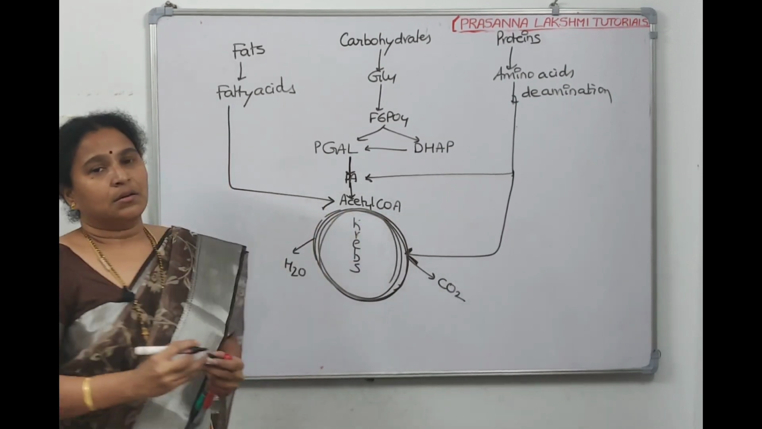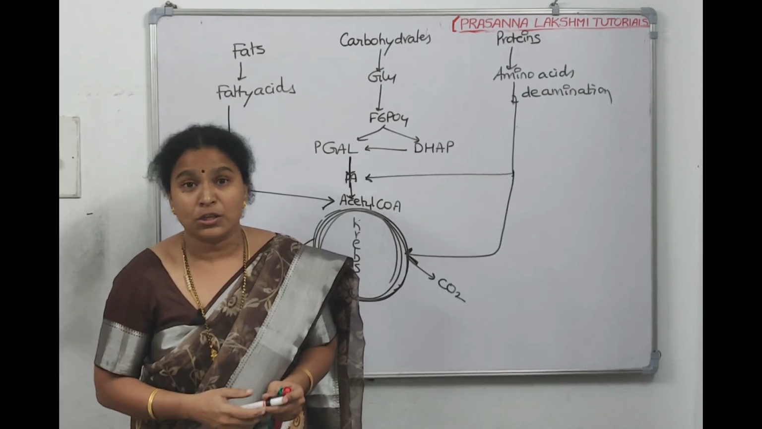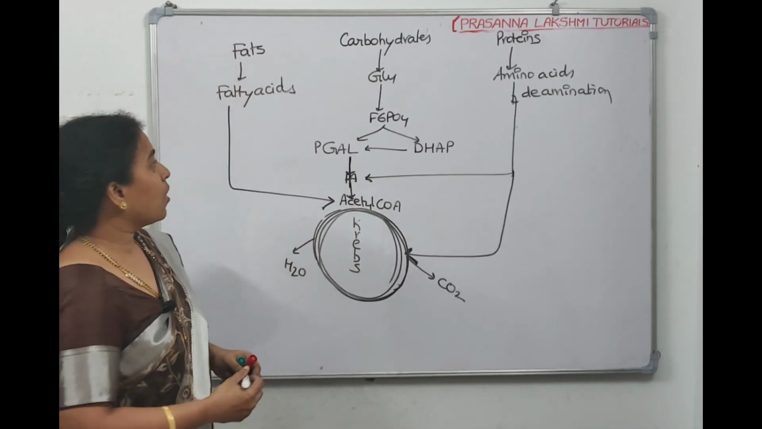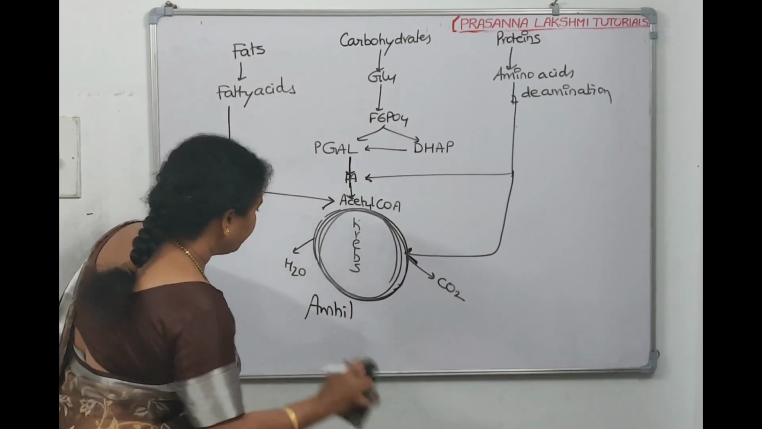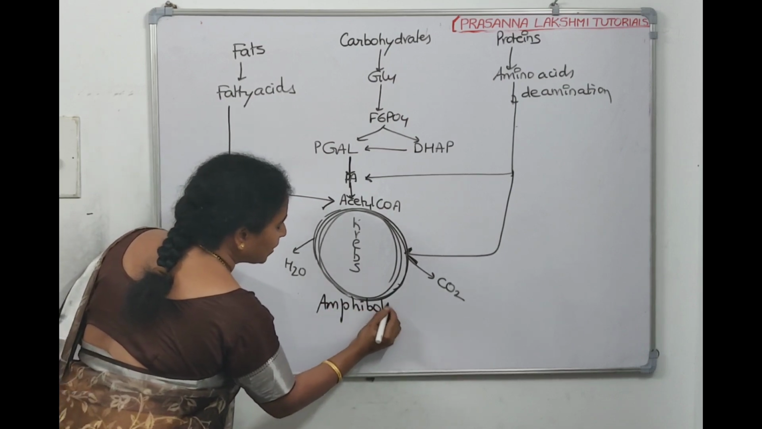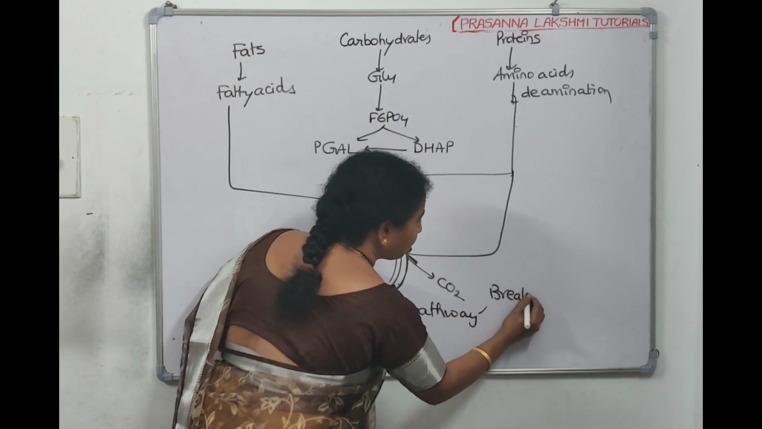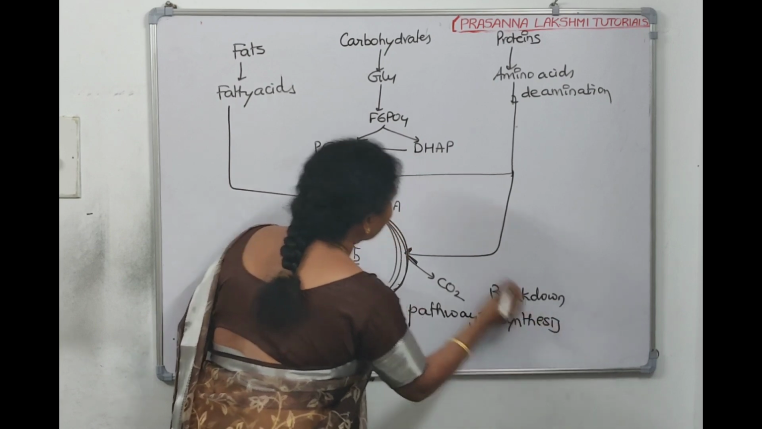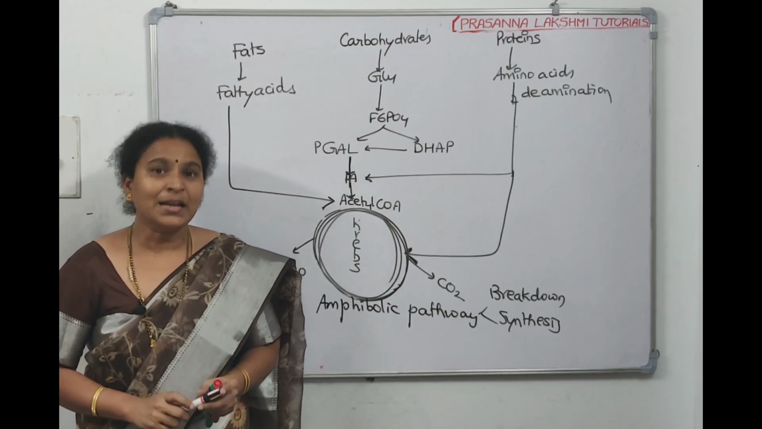Means the respiratory pathway is not purely catabolic, it is anabolic also. So excess carbohydrate is used to make fat. So that's why we call respiration an amphibolic pathway. What do we call it? Amphibolic pathway. Amphibolic pathway means it is used for breakdown also and it is used for synthesis also. For synthesizing fat, for synthesizing protein, we can use the same pathway. That's why it is called amphibolic pathway.